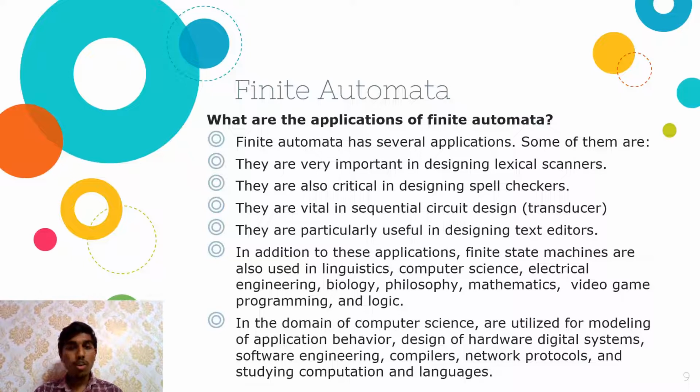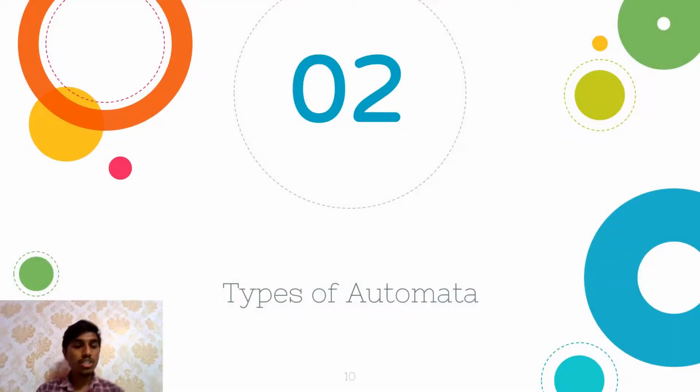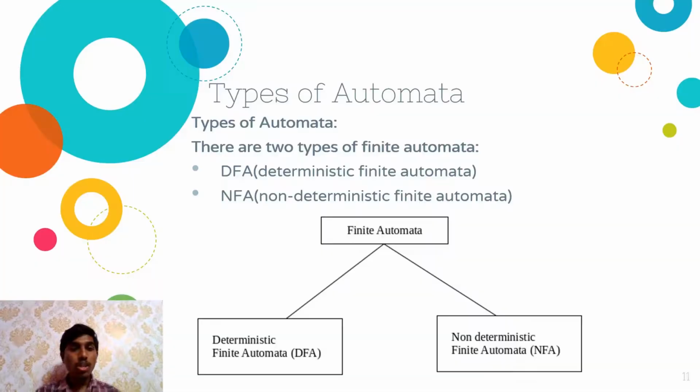Apart from all these applications, I want to explain one of the most important applications: it is used in natural language processing, which is a growing sector these days. So let's talk about the types of automata present. There are mainly two types of automata. They are DFA and NFA. DFA stands for deterministic finite automata. NFA stands for non-deterministic finite automata.